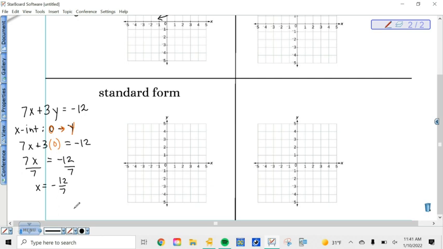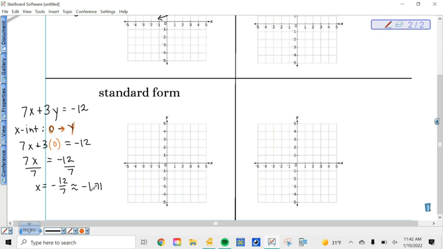So now this is my x-intercept. How do I turn a fraction into a decimal? You divide the 12 by 7. Can you put that in your calculator and tell me what you get? Negative 1.7142. So negative 1.71. That's good. So that's my x-intercept. Let's graph that.